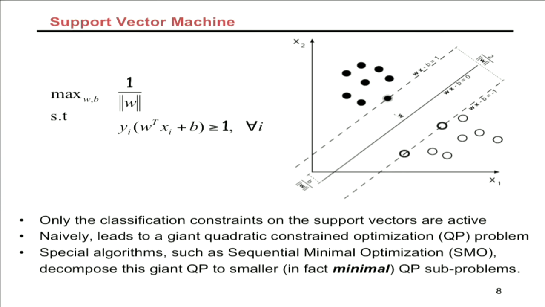Of the specialized algorithms we'll see, the most commonly used is probably sequential minimal optimization. What it does is decompose this giant QP problem into smaller QP problems, and it solves them one after the other. And in fact, the name sequential minimal optimization is really self-descriptive. It finds the minimal such problem it can solve, and does it one after the other.